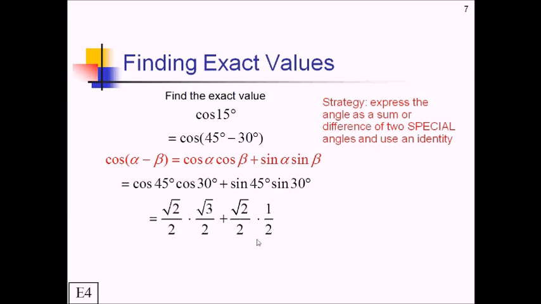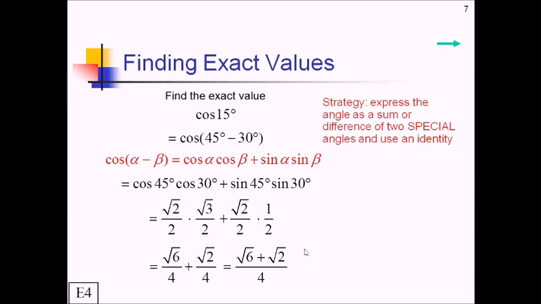So when we actually multiply this out, we got to do a little PEMDAS here. We've got root 6 over 4 plus root 2 over 4. Since we have the same denominator, we can actually move both of those in together in the numerator for a final answer of radical 6 plus radical 2 all over 4.